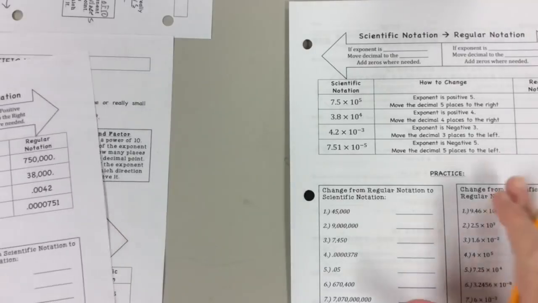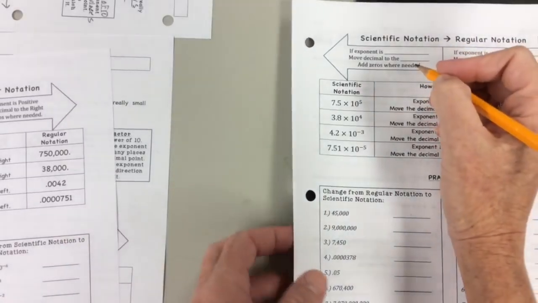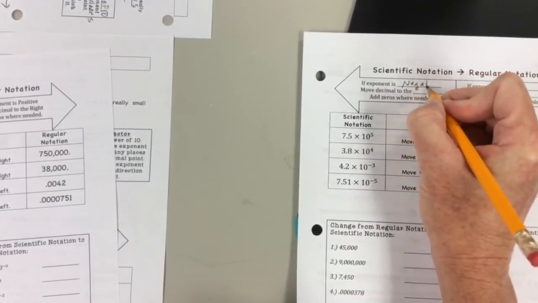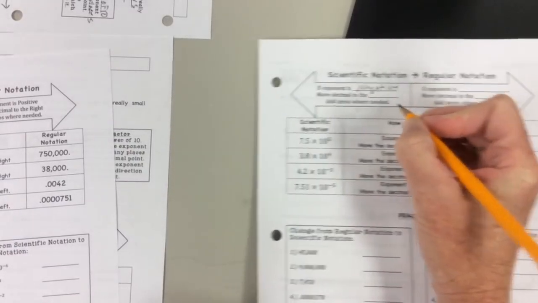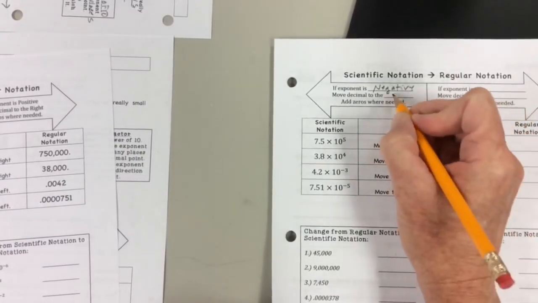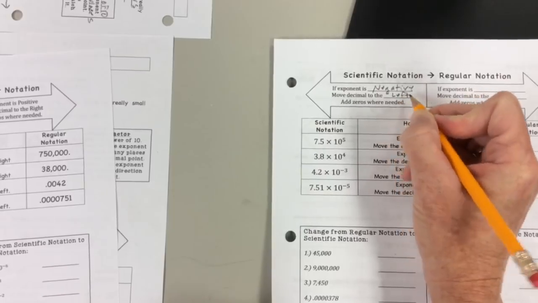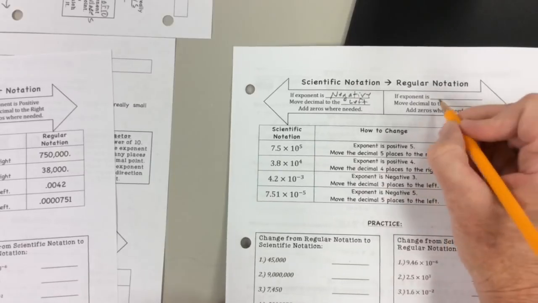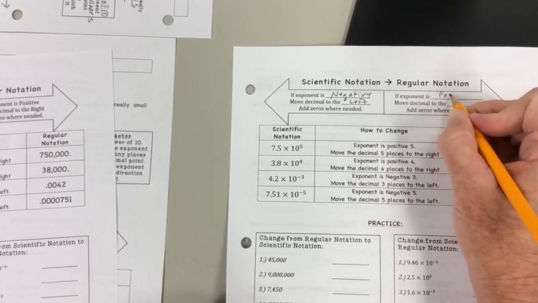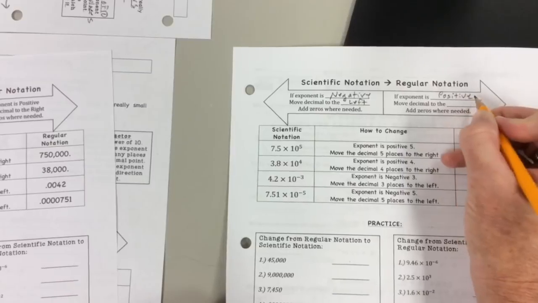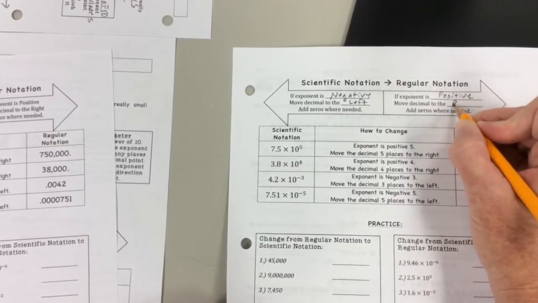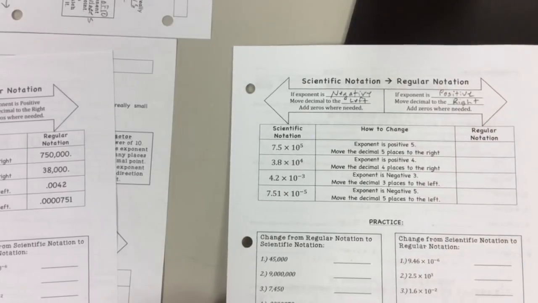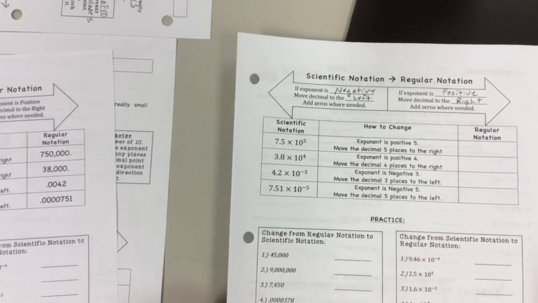So let's write our notes again at the top. If the exponent is negative, we will move the decimal to the left and add zeros where needed. If the exponent is positive, we will move the decimal to the right and add zeros where needed. So let's practice.